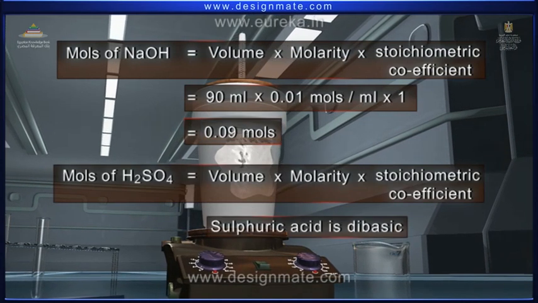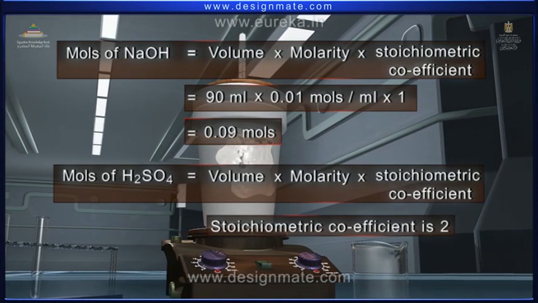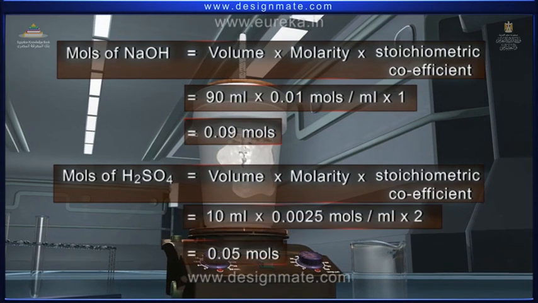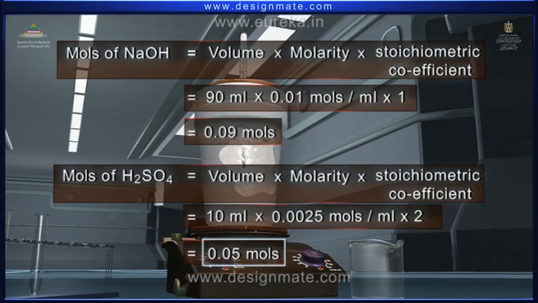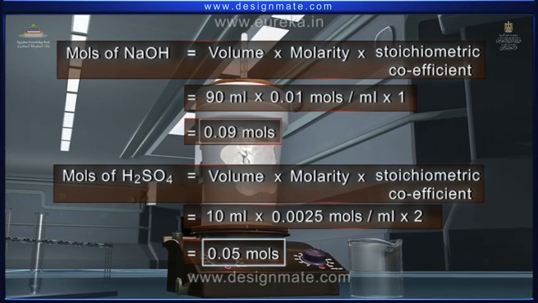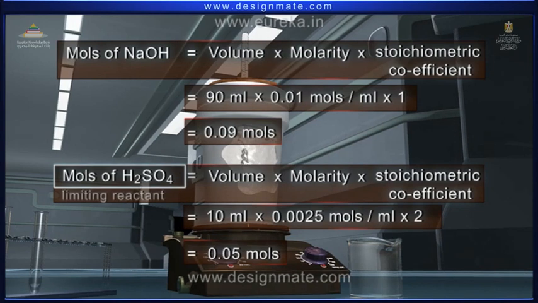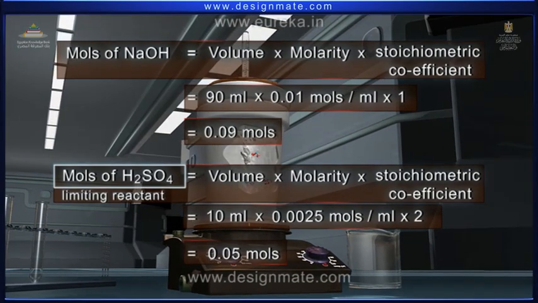Since sulfuric acid is dibasic, its stoichiometric coefficient is 2. Hence, the moles of sulfuric acid will be 0.05. The moles of H2SO4 are lower than that of NaOH. Hence, H2SO4 is a limiting reactant.